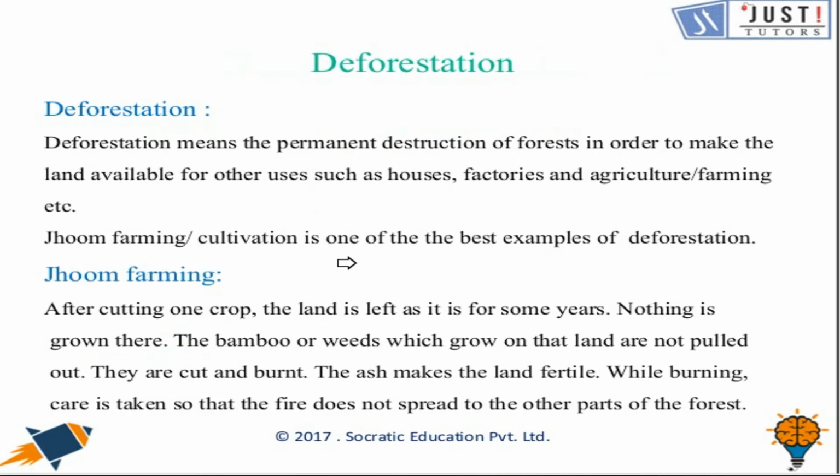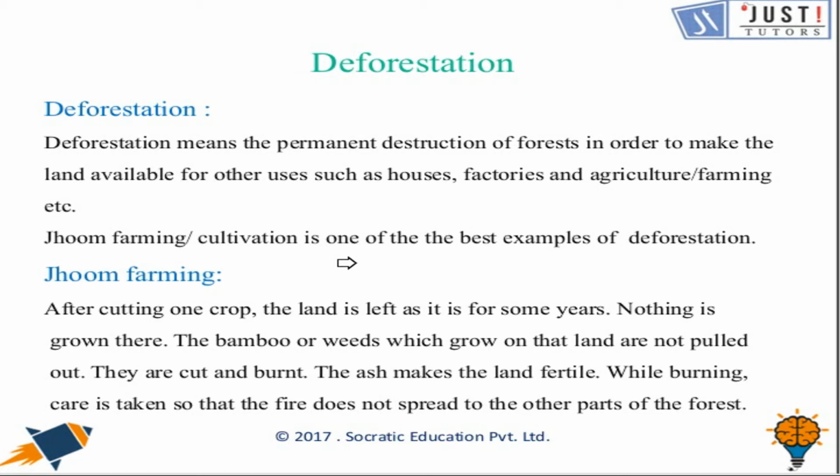Moving forward, we are going to talk about the great loss of forest, called deforestation, the opposite of plantation. Deforestation means the permanent destruction of forest in order to make the land available for other uses such as houses, factories and agricultural farming. You must have noticed nowadays people keep on building commercial buildings and houses and keep on cutting the forest. That's a big loss of the ecosystem.